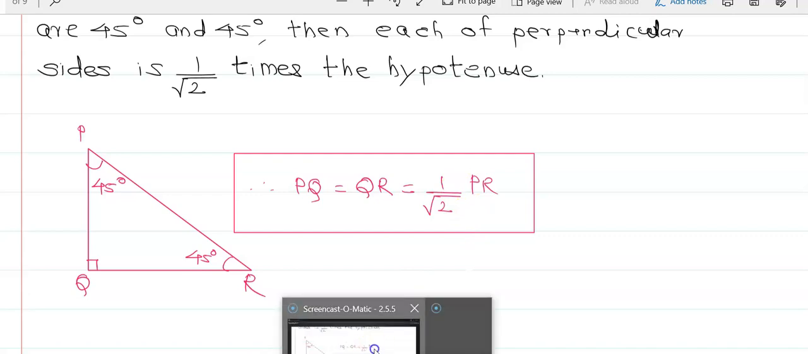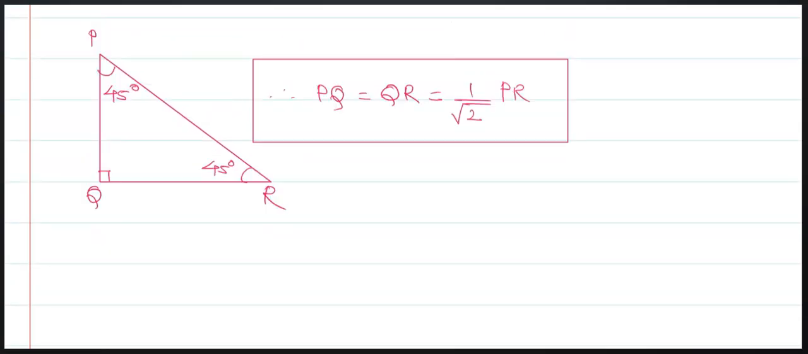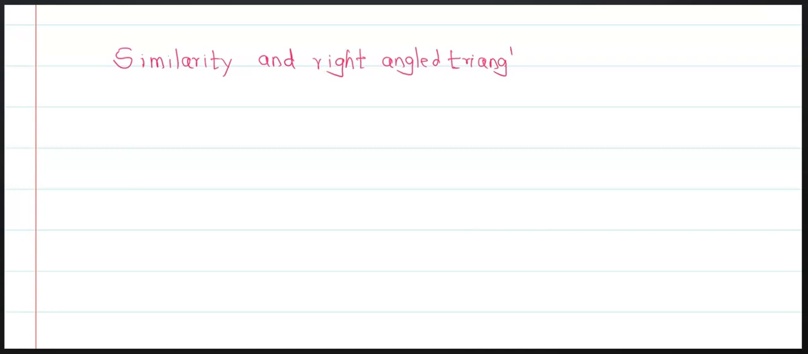Now we'll see the next, which is the new topic. This we have learned in the 9th standard. Now this is important. Similarity and right angle triangle. By using this, we will prove the Pythagoras theorem. Theorem.